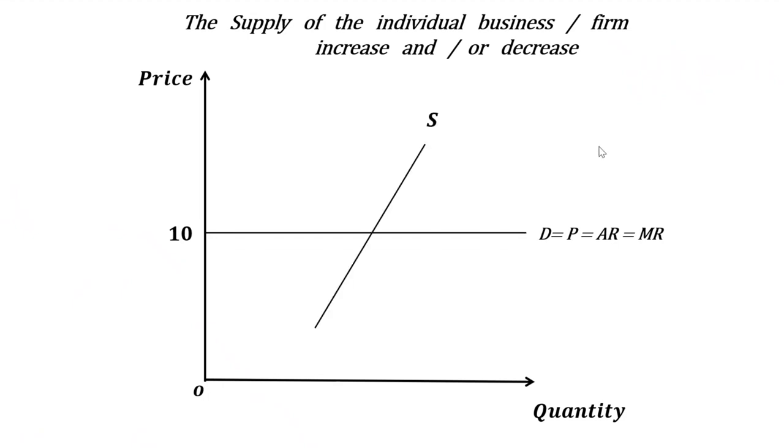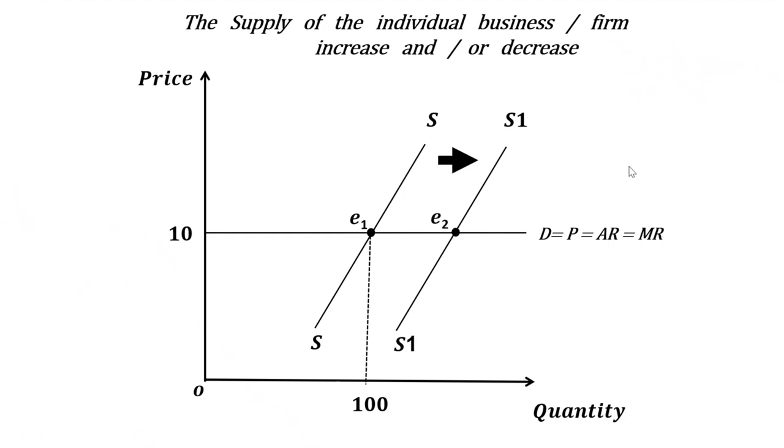Now let's draw the supply curve. The supply curve is SS, and where the supply curve intersects the demand curve, that is the equilibrium position, or point E1. At that equilibrium point, the equilibrium market price is 10 Rand and the equilibrium quantity is 100 units. What will happen when the individual producer increases supply? The supply curve will shift to the right. A new supply curve, S1, will be formed, and a new equilibrium point, E2, will be formed.